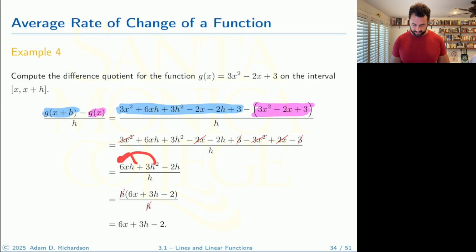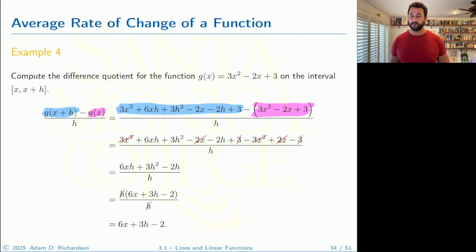H comes out, h comes out, h comes out. There it is. This is what remains. And the reason we did that is now we can cancel the h just like that. Remember, when you're canceling through a fraction bar, you can only cancel factors. You cannot cancel terms. Beware.